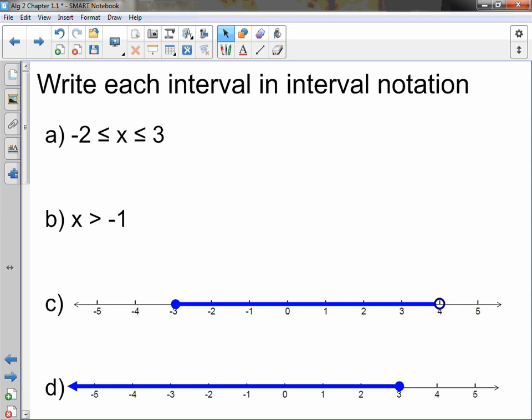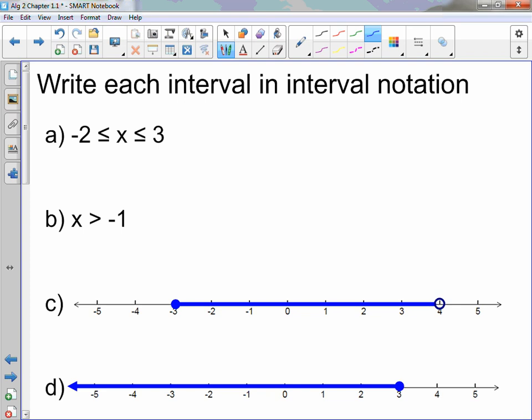Now, what we're going to do is write each interval in interval notation. So our interval notation is our parentheses and brackets, using those to write whatever's defined here. Normally, as long as we have what I'll call basic intervals, we're going to have two numbers. So what are our two numbers for A going to be?